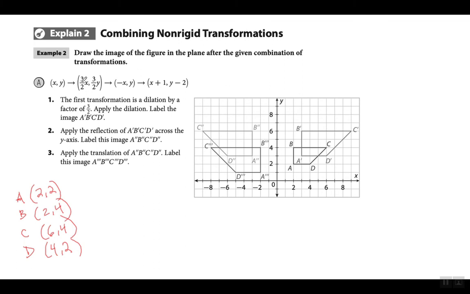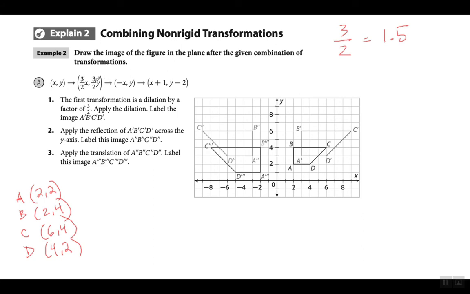All right, so our first rule is telling us that you got to multiply the x and the y by 3 over 2. That's a dilation. Okay, now let me show you something. If I divide 3 by 2, you should know in your head what that is. But if you don't, 3 divided by 2 equals 1.5. So that means I'm multiplying both x and y by 1.5.